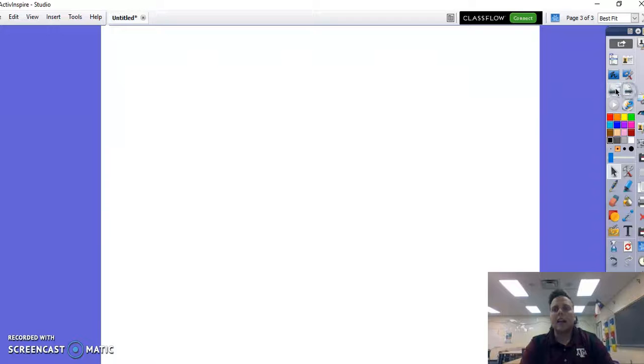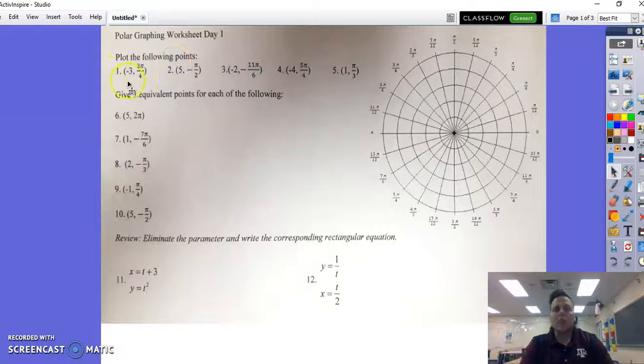So let's go ahead and dive into a problem here. Let's say we're plotting the point -3, 3 pi over 4. Alright, so -3. Okay, that's our R value. R is called a directed distance, okay? So we're going to go -3. That's the directed distance we want to go.